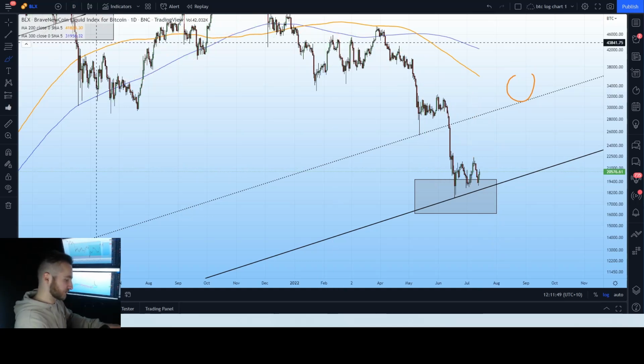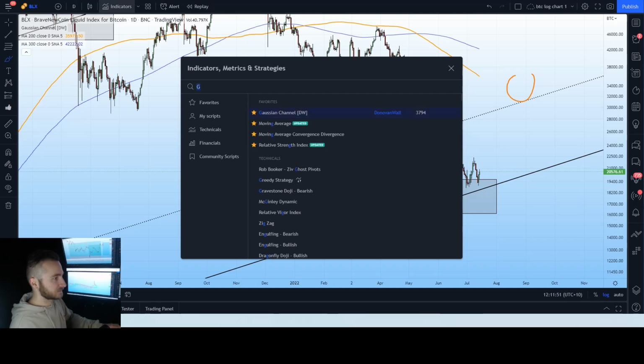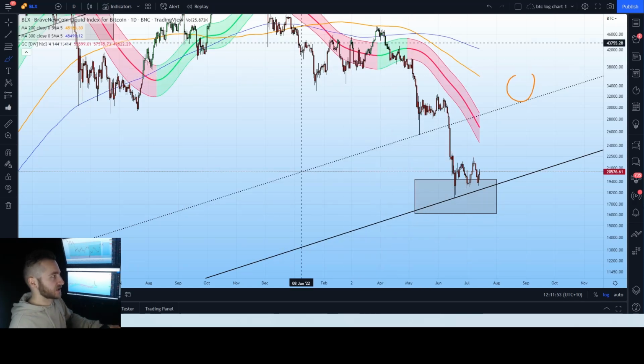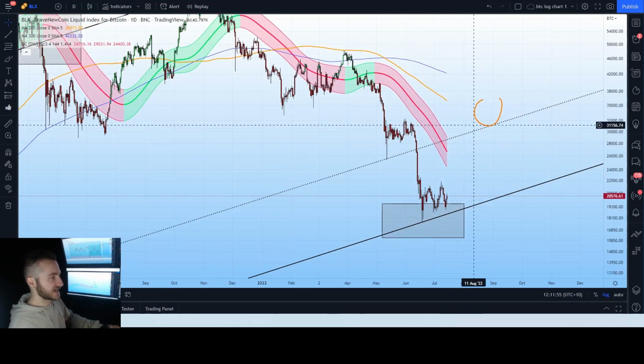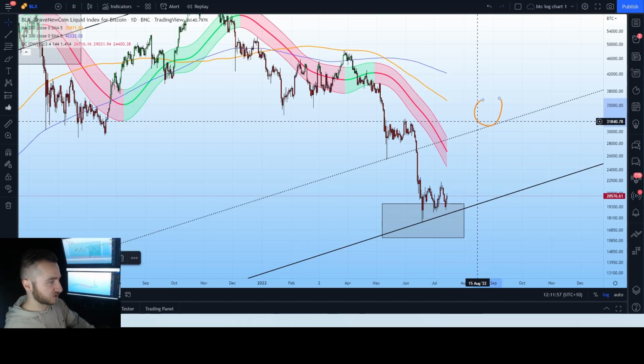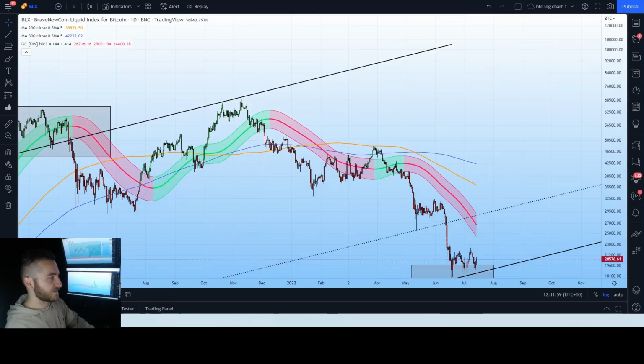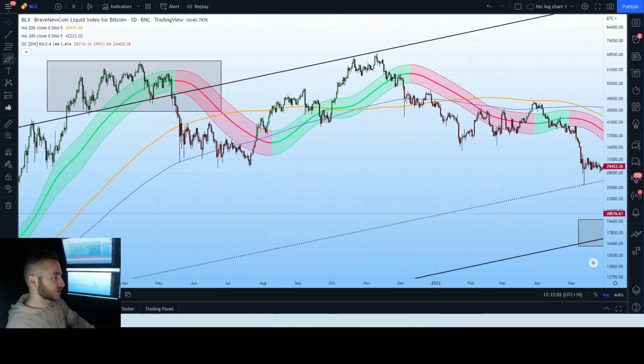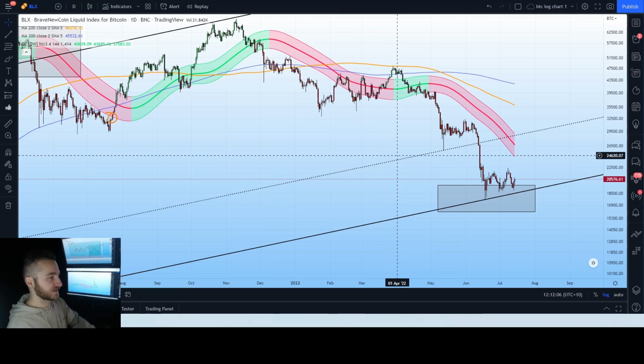Let's go ahead and take a look at the Gaussian channel. So nothing too new on the Gaussian channel here for the daily. We'd still like this price to break into it. I'm not going to look at anything else for the Gaussian channel. We would wait for something like this to occur. The price breaking into the Gaussian channel would be the ideal time to enter, according to the Gaussian channel. So not too much else to go for that one.